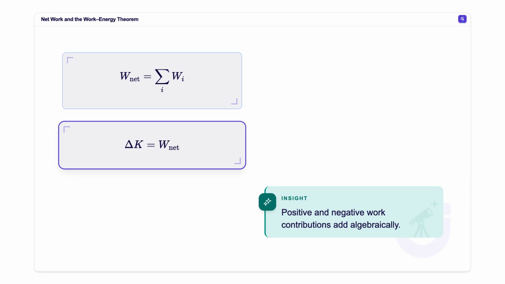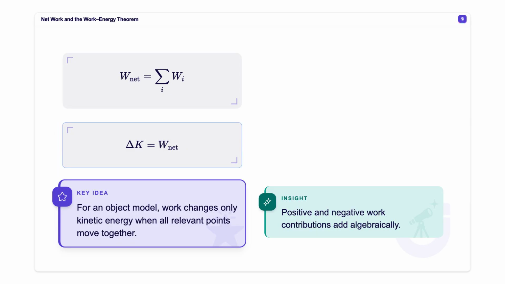The work-energy theorem says that the change in kinetic energy equals the net work. In plain language, the total work done on an object tells you how its kinetic energy changes. For our object model, we are treating the object like its relevant points move together with the center of mass. In that case, the work we calculate changes only the object's kinetic energy, not internal energy or rotation.